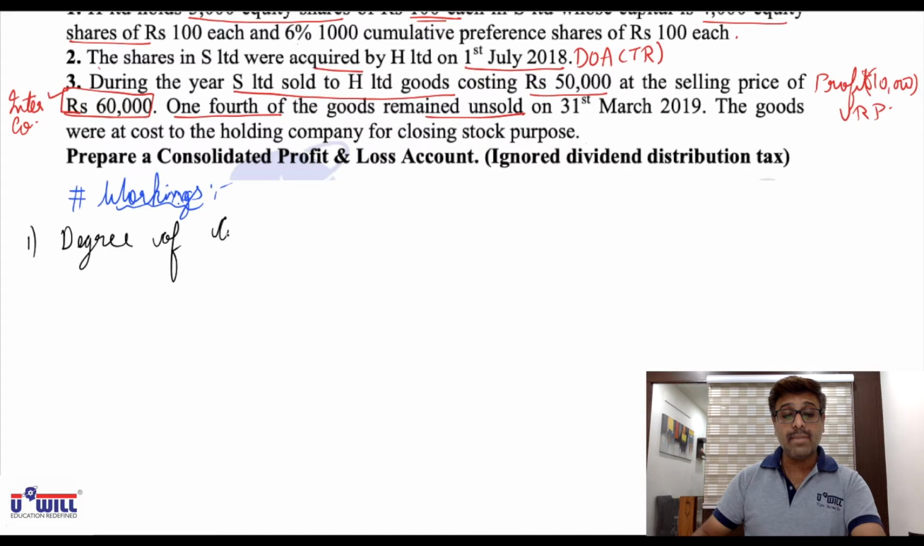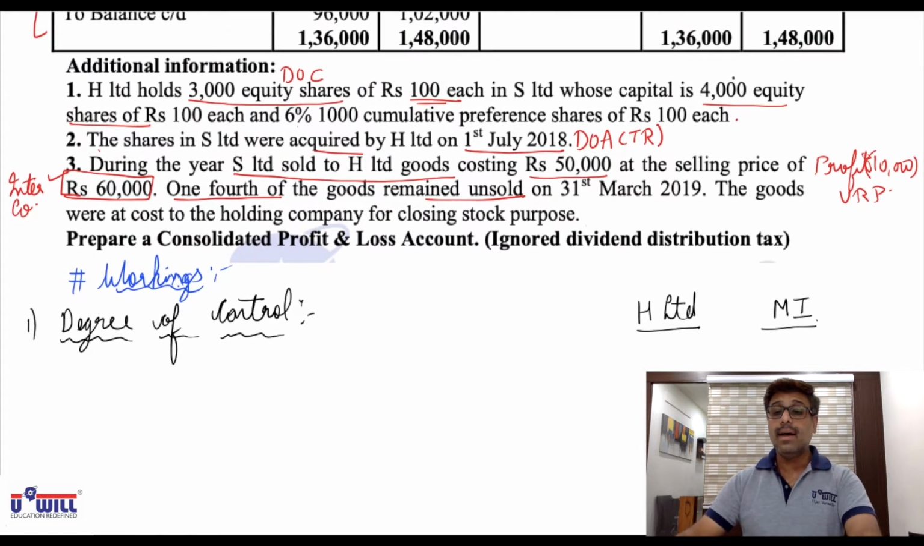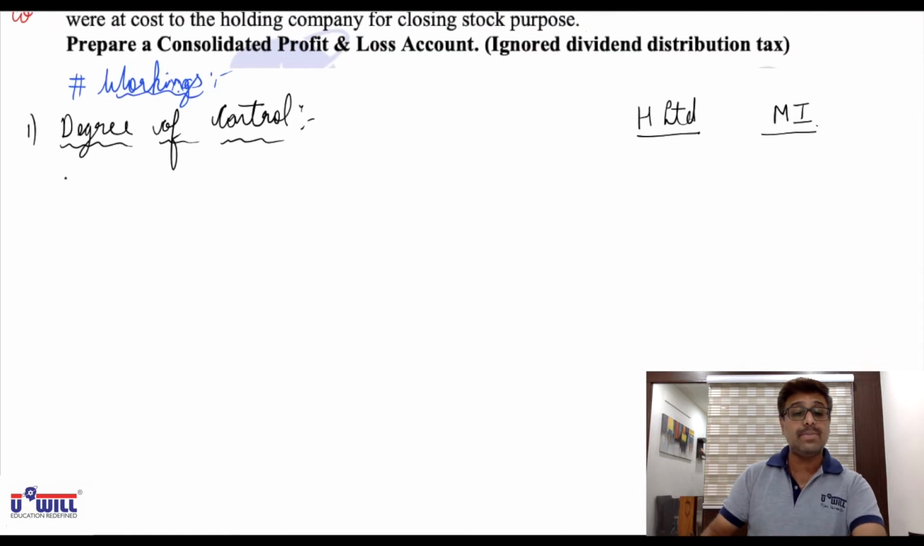Okay, first working will be degree of control. All of you must be trying along with me. Two columns will come: H Limited and minority interest. Now see adjustment 1. How many shares are there of subsidiary company? 4,000 equity shares are there of subsidiary company. So write down 4,000 equity shares of S Limited.